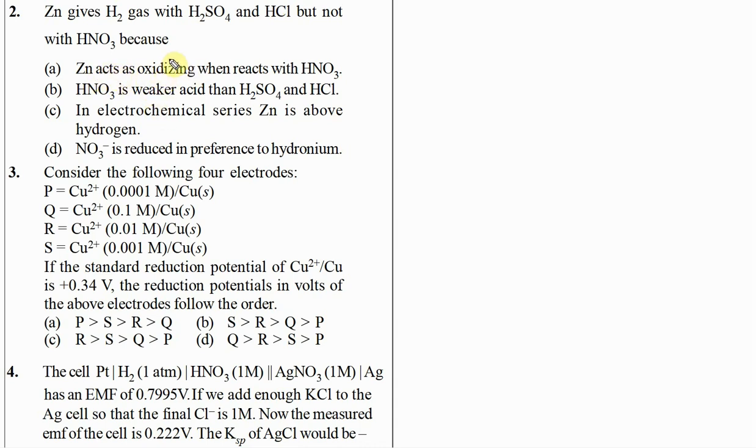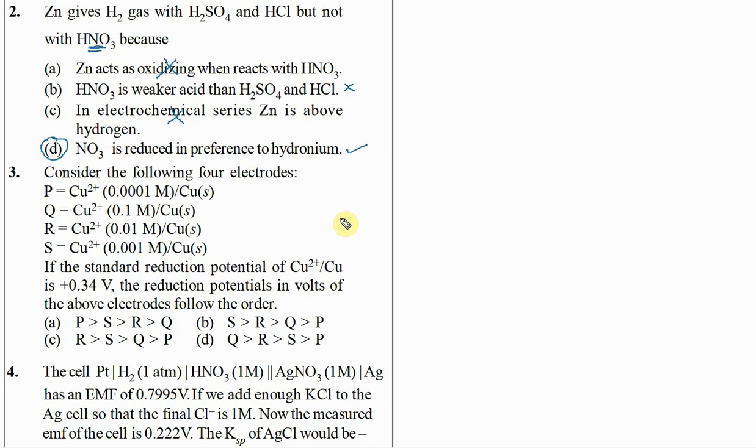options. Zinc acts as an oxidizing agent, which is wrong. Zinc acts as an oxidizing agent, it gets reduced. Zn2+ can get reduced, zinc we don't reduce. HNO3 is a weaker acid than these two. That is also wrong. In the electrochemical series, zinc is above hydrogen. No, that is also wrong. The way we write it, zinc is below hydrogen. NO3 is reduced in preference to hydronium. This is correct. So if NO3 is reduced in preference to hydronium, then NO3 would not be used in such a case.